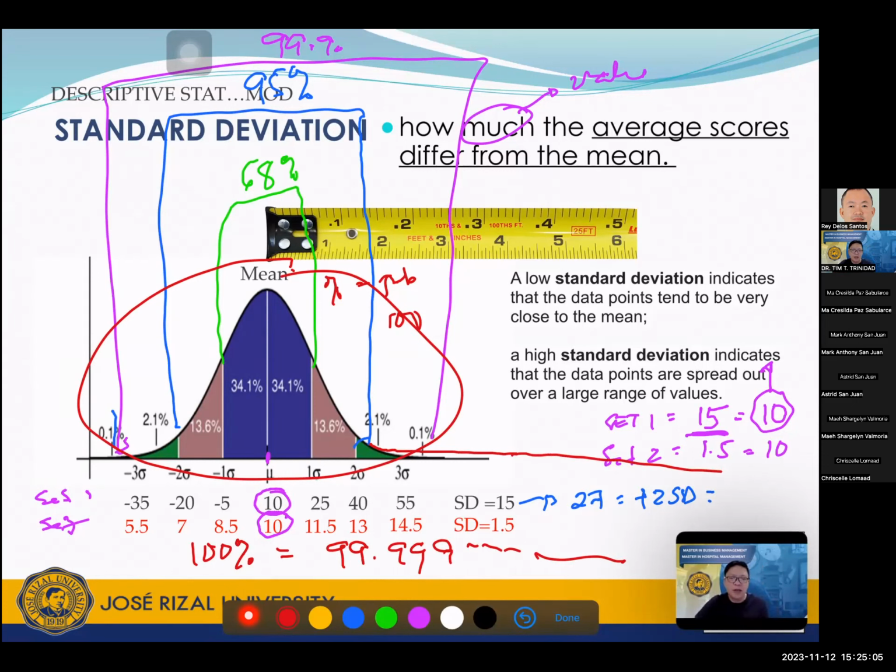So now you realize why Safeguard claims that they can kill 99.99% of germs. Bakit hindi pa nila 100%? Nahiya pa sila, no? They realize that while Safeguard claims to kill 99.99% of germs. Kasi 3 standard deviations lang ang kaya niya.